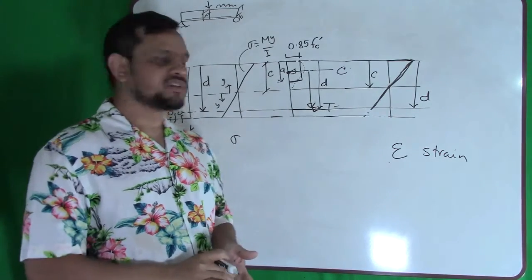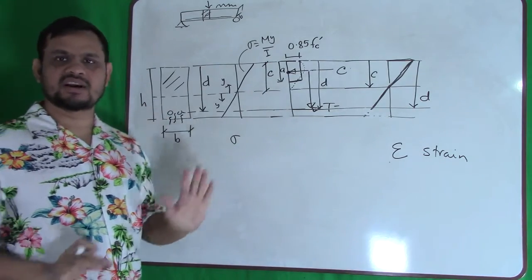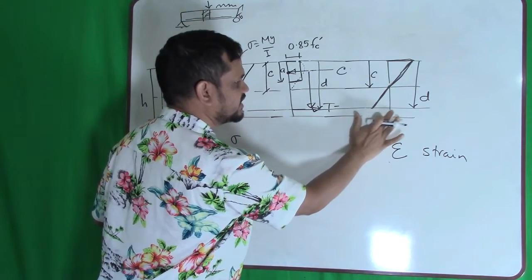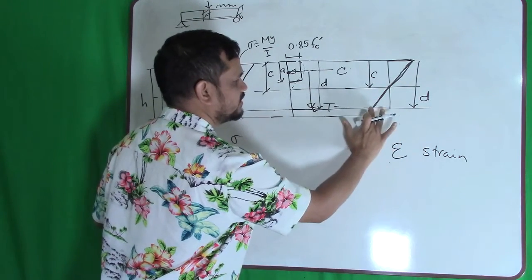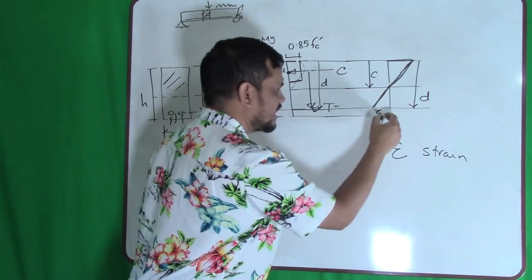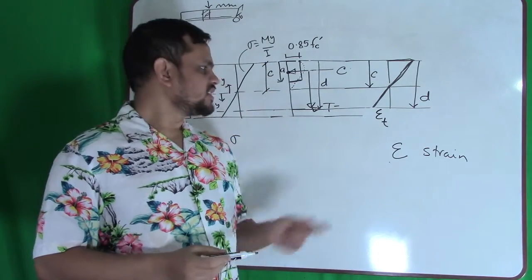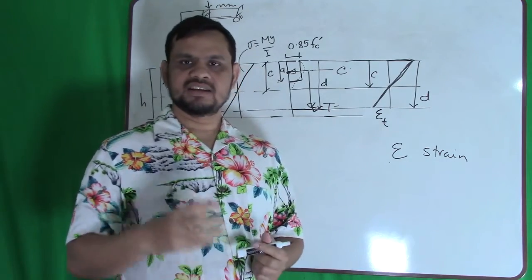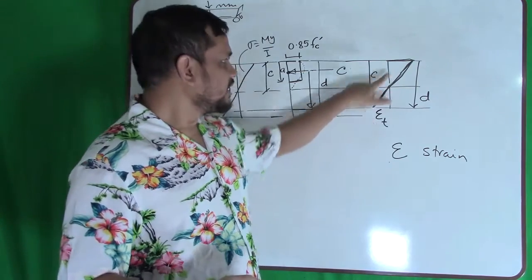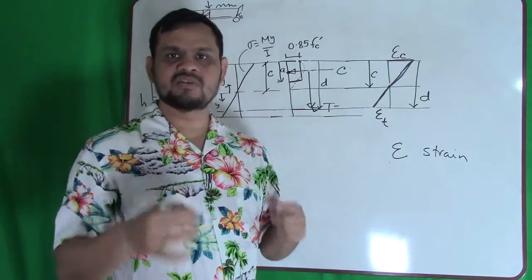Why? Because we assume my concrete below my reinforcement will crack because it cannot take any tension. So this portion does not exist, so I will delete it. Make your life simple. This strain here is epsilon T, that means tensile strain, or sometimes we call it epsilon S, strain in steel, or ET is also okay. This strain is EC, strain in concrete.